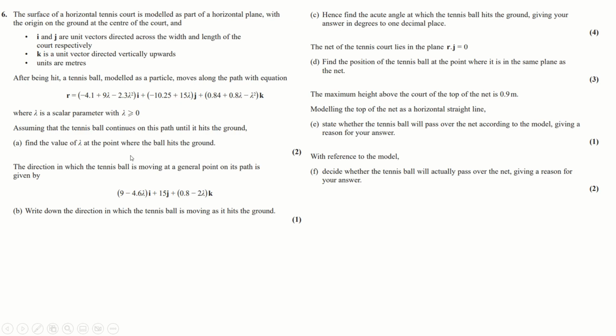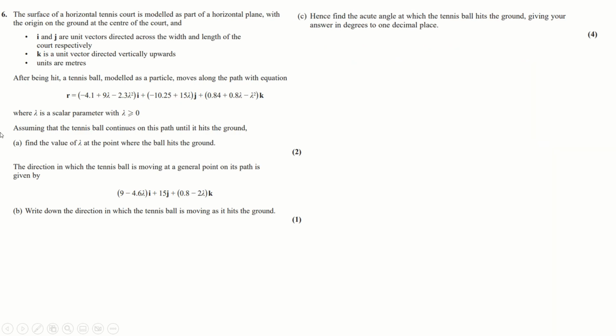Question number 6 is about vectors then. So let's do it. We'll start with this bit here. It gives you some information about this, and it says, find the value of lambda when the ball is on the ground. If it's on the ground, then its k value is 0 because it's not in the air upwards, it's on the ground. So this thing here is 0. So we just set that to be 0 and we solve for lambda.